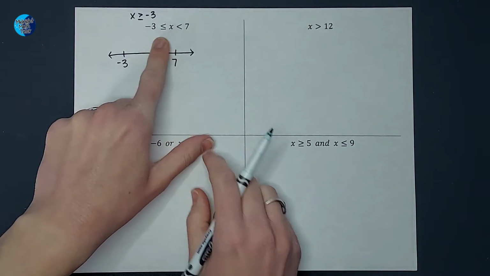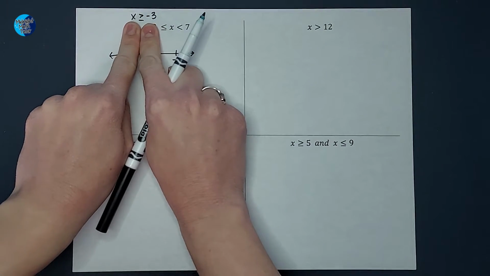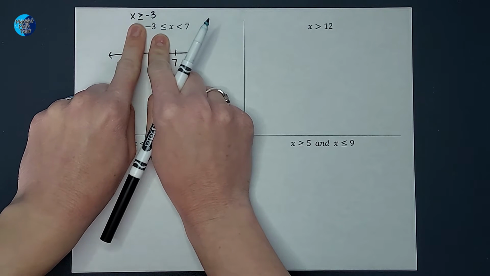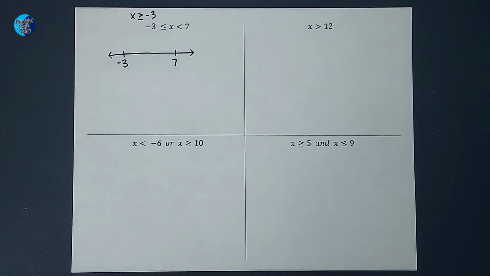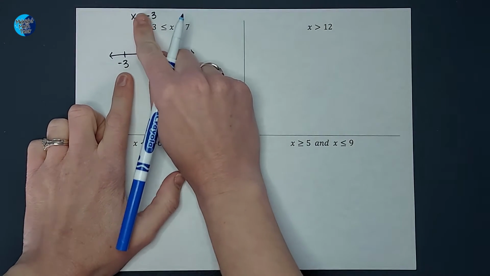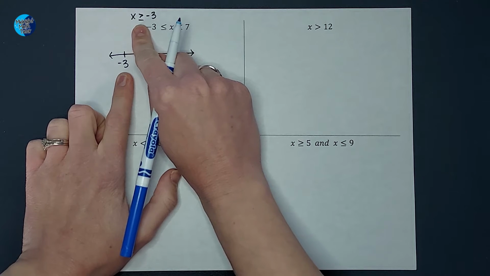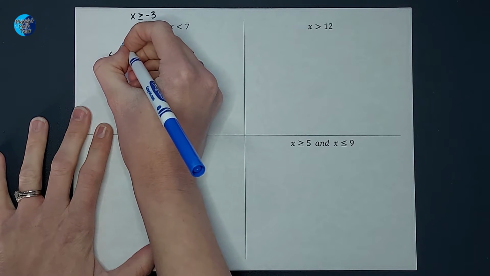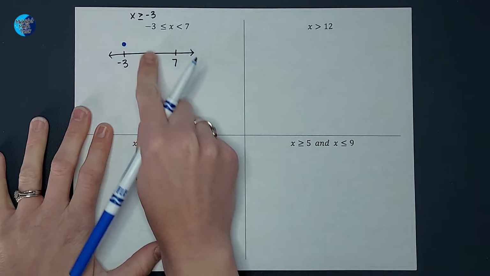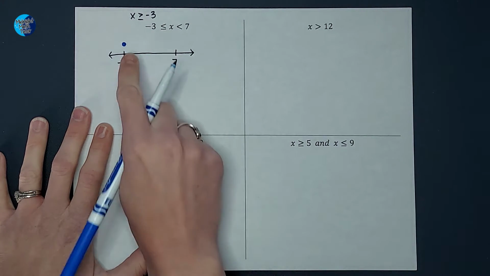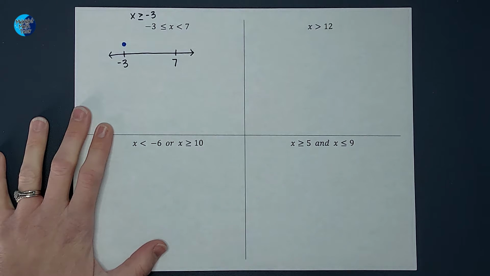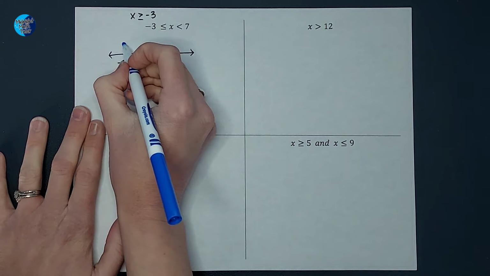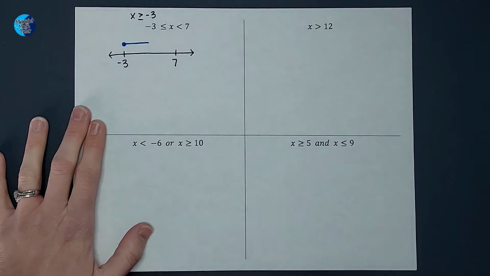So I know that x, we can look at either one of these. I'm going to look at this one personally. x is greater than or equal to -3. So how do I show that on the number line? Well, here's my -3. It's greater than or equal to -3, so that means I'm going to use a closed circle because x can be -3 because of that equal to there. And it's all the numbers greater than, so I know it's going in this direction.